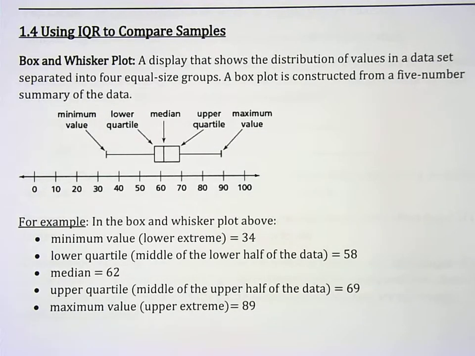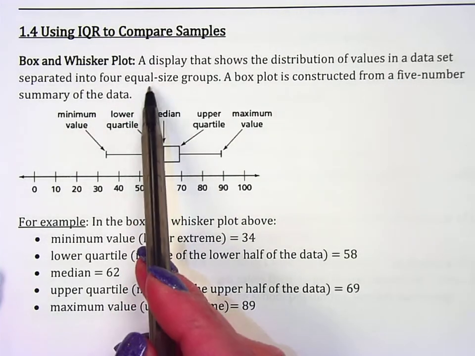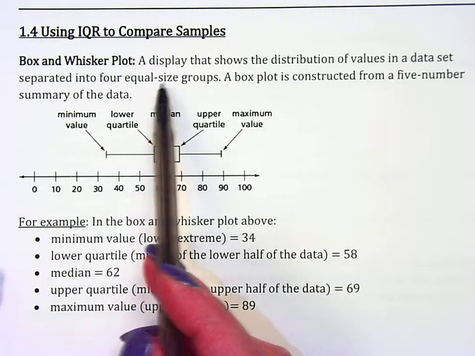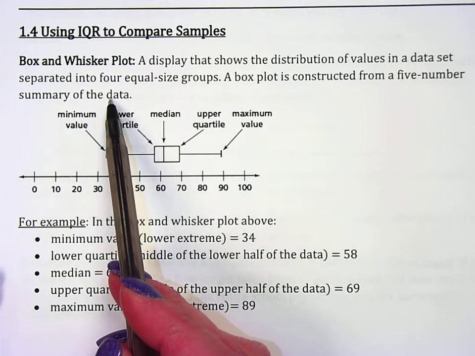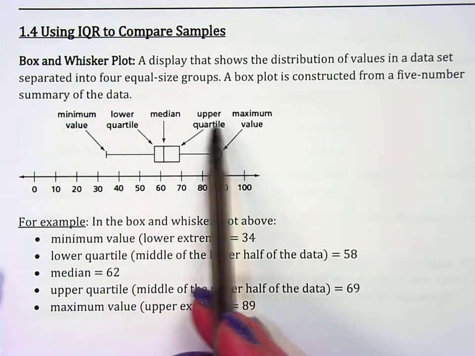This is the notes for 1.4, using IQR to compare samples. Today we're going to be looking at box and whisker plots. This is something that shows the distribution of values in a data set, and it's separated into 4 equally sized groups. It's constructed from a 5-number summary of the data, and these are our 5 numbers.